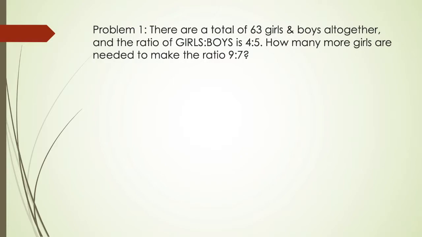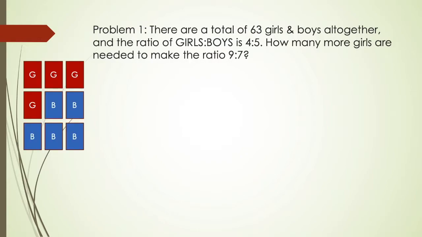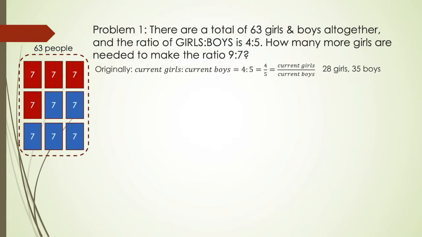To begin, we know that the total number of people is 63, and the current ratio between girls and boys, we know that too. I like to think about a problem like this as if there are 4 groups of girls and 5 groups of boys. These groups are of the same size and they add up to 63 people. In other words, 63 people are split between 4 plus 5, so 9 equal groups. 63 divided by 9 is 7, so there would be 7 people per group. There are 4 groups of girls, so 4 times 7 is 28 girls. The rest are boys. 63 minus 28 is 35 boys.